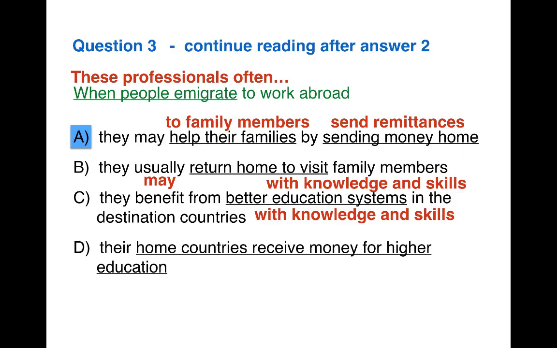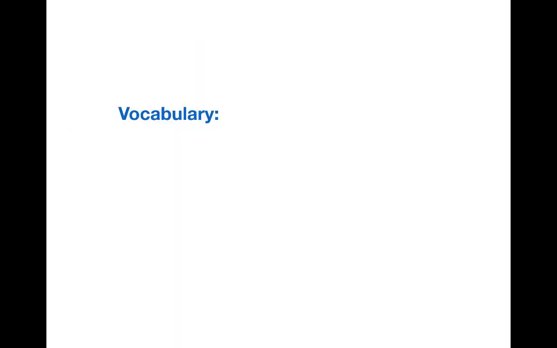And D, their home countries receive money for higher education. Higher education was mentioned, but it said the demand for higher education could increase, not about receiving money for higher education. A is definitely the right choice. If you knew the word remittances, this is easy. So the vocabulary from that, of course, is just this one key word.